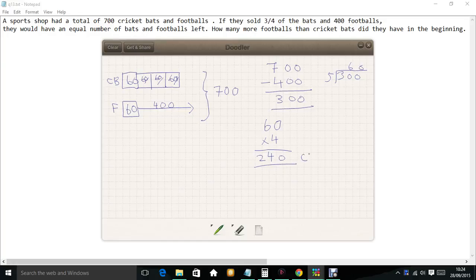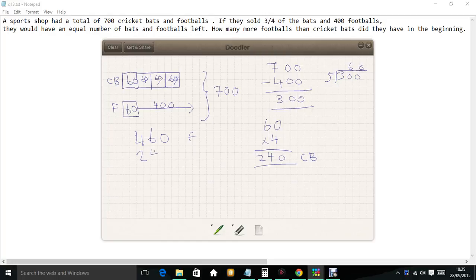So there were 240 what? This is cricket bats. When doing problems like this, it is really important to label as you go along. Otherwise, it can be really quite confusing and you'll forget very quickly what each of the calculations represented. So 240 is how many cricket bats there were in the beginning. Let's have a look at how many footballs there were in the beginning. Well, another easy calculation, because this is 60 added to 400. So there were 460 footballs.